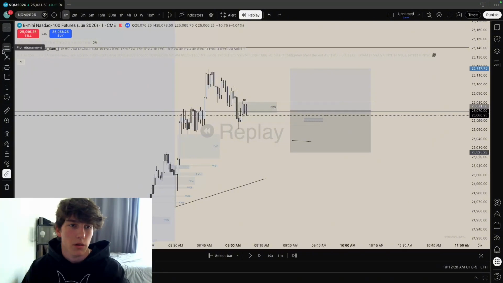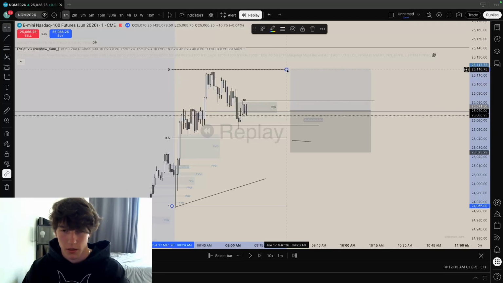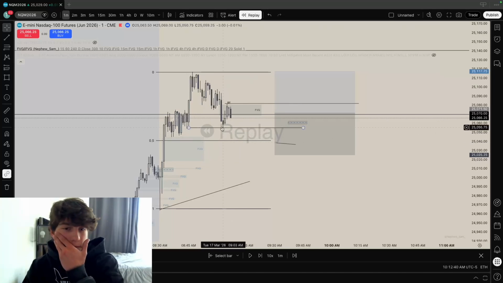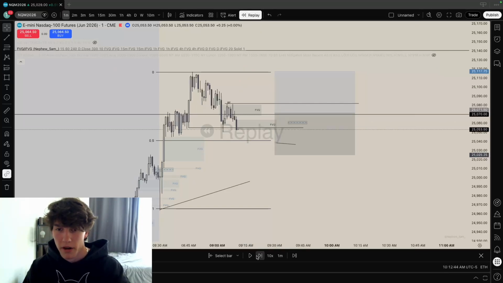Where to go? Currently, this was my first draw, but again, this is our manipulation, or sorry, equilibrium. And if we can come down, fill 50%, which is our equilibrium, and then see some sort of bullish reaction, okay, awesome. So I'm going to show you guys where I actually went bearish for a second.